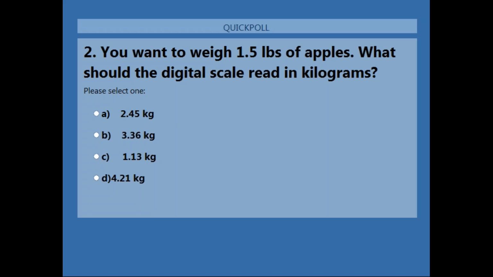I'm going to wait for another about 10 seconds for everyone to have a chance to participate. What would be the reading on the scale if it's going to display the units in kilograms? Okay, let's do the question together.